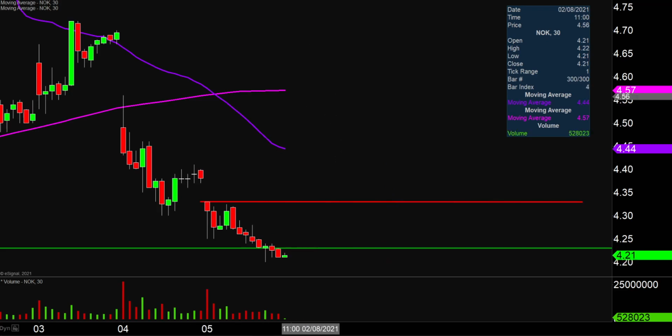If the price can bounce and get through that level, the next key area of resistance at that point would then be that purple line right there, which on my chart denotes the very well known, the very famous 50-period moving average, and the current value of that is right there at $4.44.